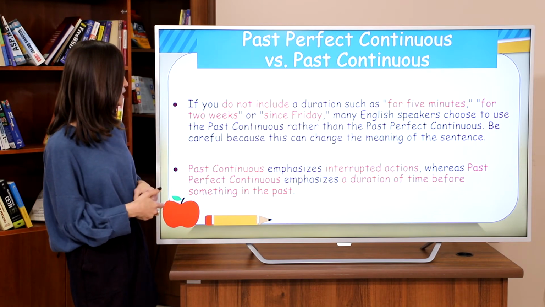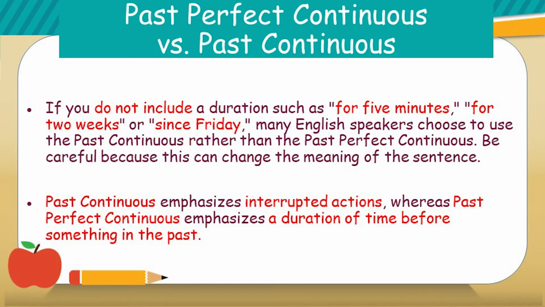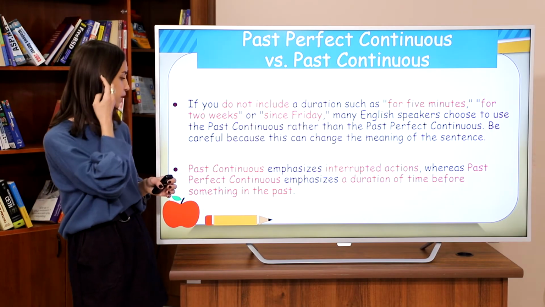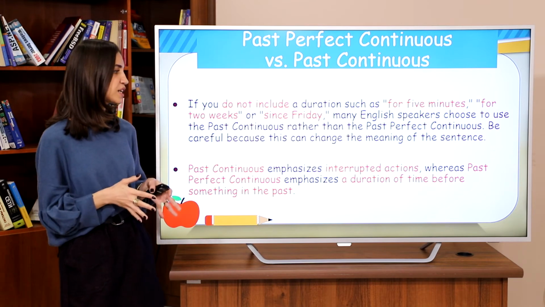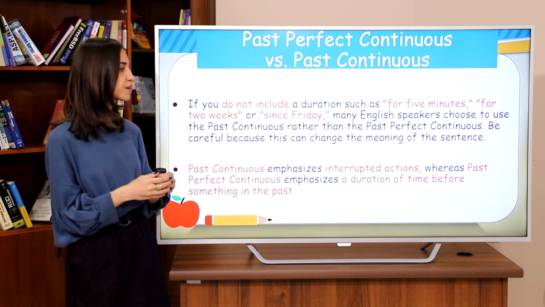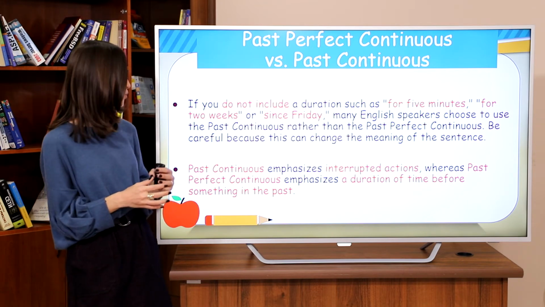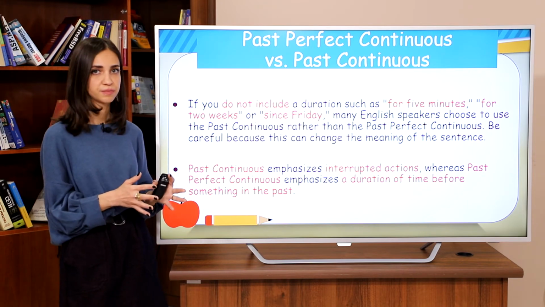They have some differences. Let's look at this. If you do not include a duration such as 4 or 5 times, for 2 weeks or since Friday, many English speakers choose to use the past continuous rather than the past perfect continuous. Be careful because this can change the meaning of the sentence. Past continuous emphasizes interrupted actions, whereas past perfect continuous emphasizes a duration of time before something in the past.